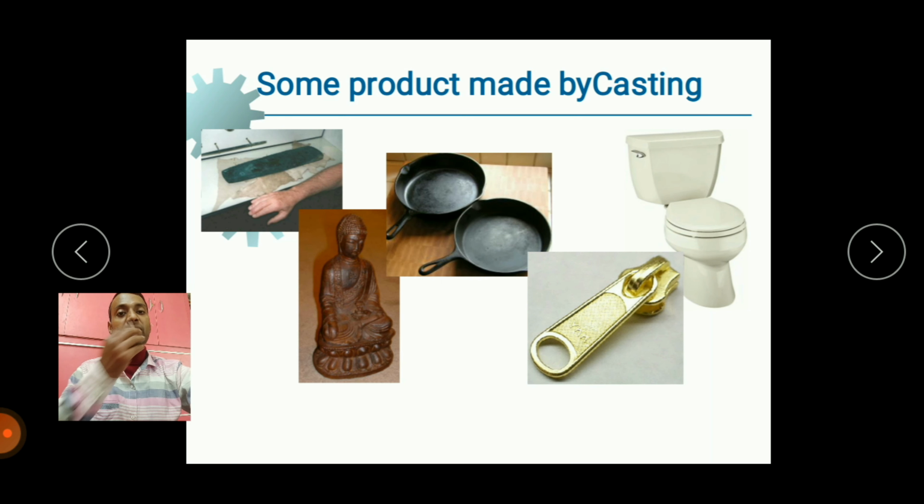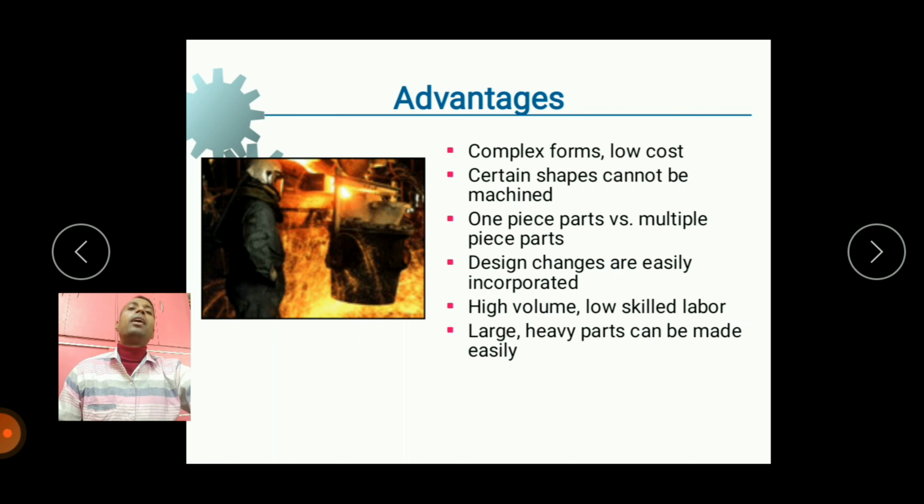Some products made by casting. This is an example of a casting product. Some advantages. What are the advantages? Complex forms, low cost, certain shapes that cannot be machined, one piece part versus multiple piece part, design changes are easily incorporated, high volume, low skill labor, large and heavy parts can be made easily.